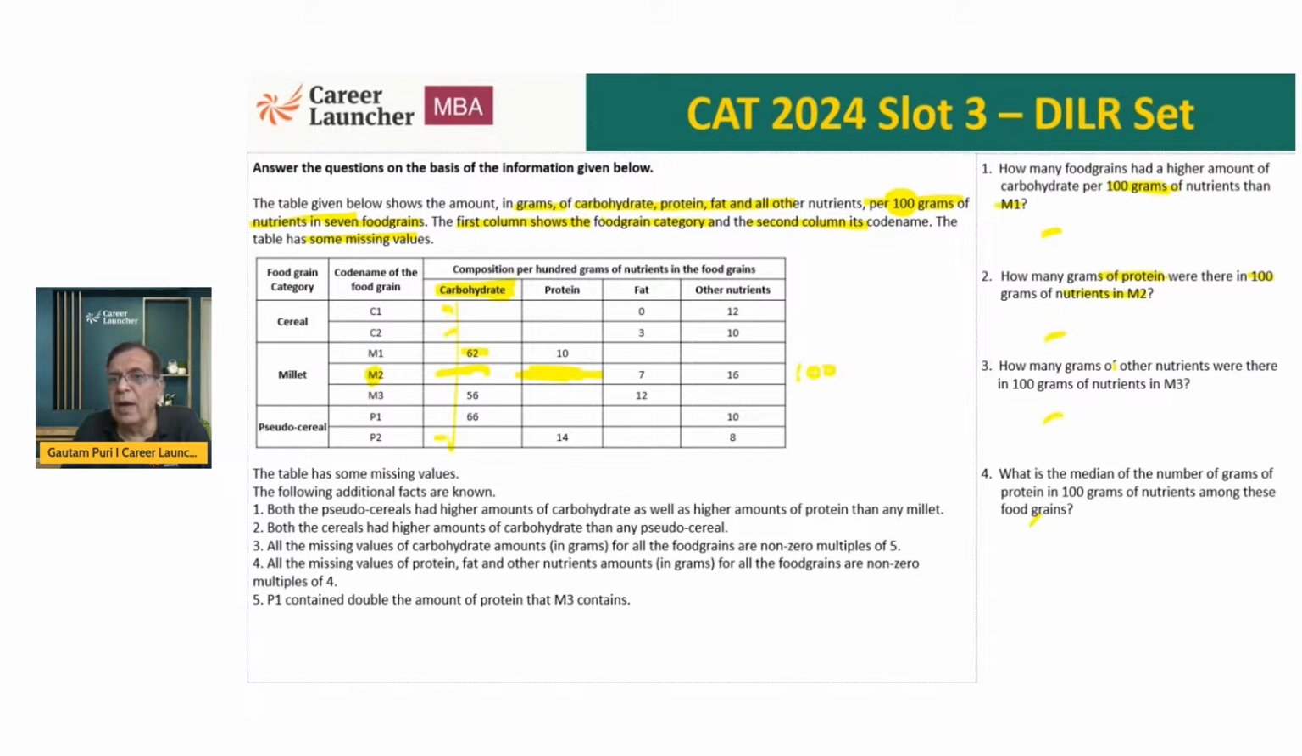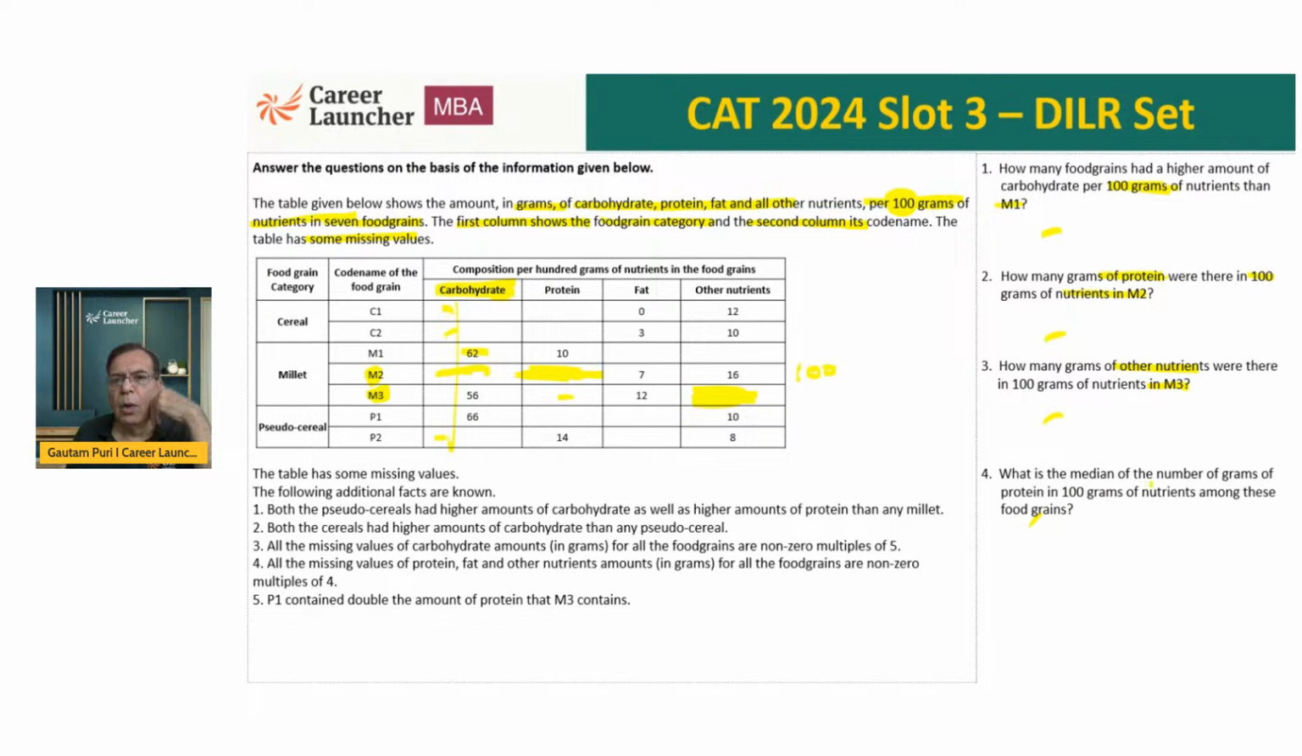How many grams of other nutrients were there in 100 grams of M3? 100 grams of M3 other nutrients. We need this value for M3 other nutrients. And again, if we find this, we'll find this also. That means this is something we need to look at. So M2 and M3 are the 2 important items for us.